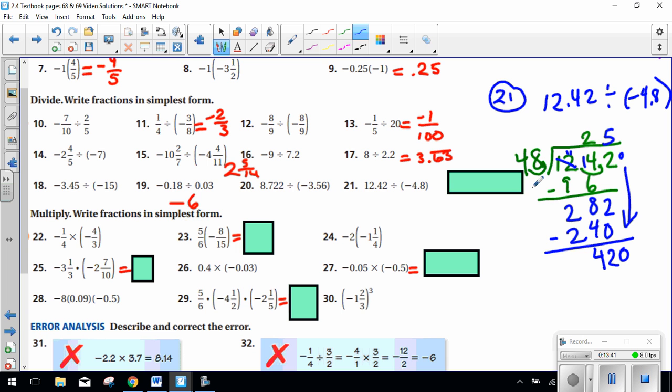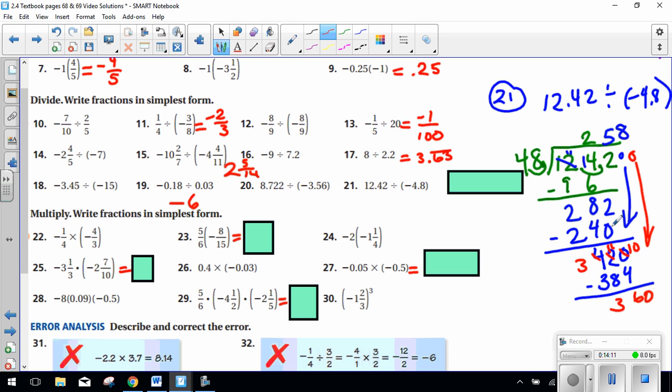Okay. So 48 goes into 420 8 times. 8 times 48 is 384. So let's subtract. This 2 becomes a 1. 10 minus 4 is 6. 11 minus 8 is 3. Add a 0 and bring down.